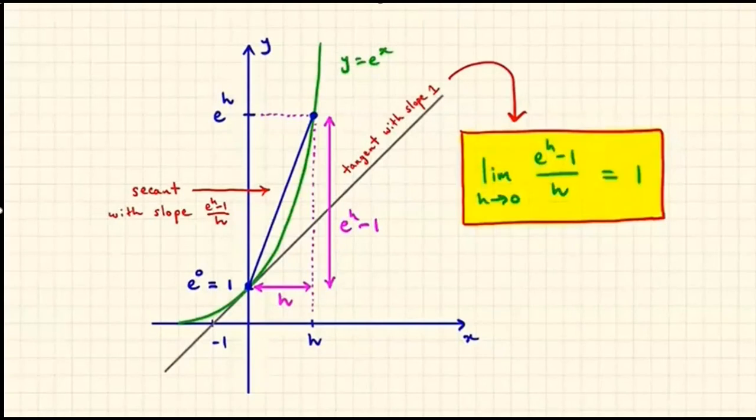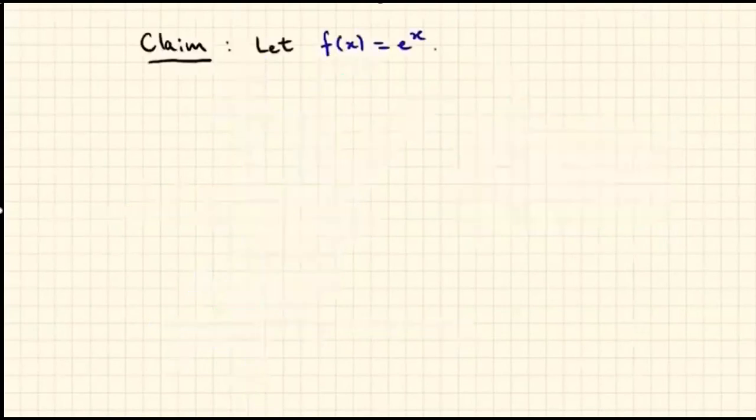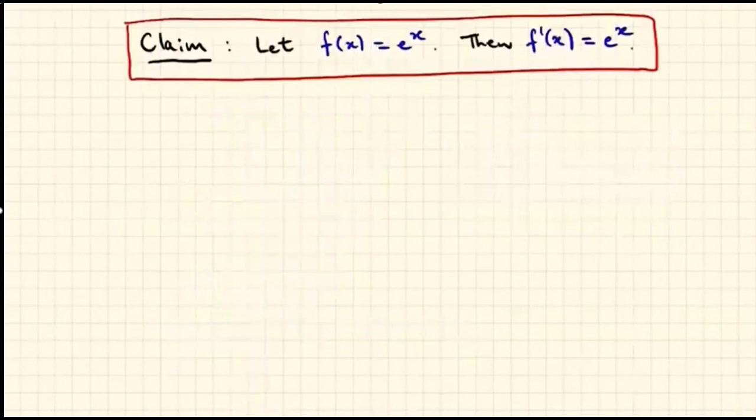Now, let's prove the following. That is, we want to prove that f of x equal to e to the x, when we differentiate it, remains unchanged. It remains e to the x. Here is the proof.